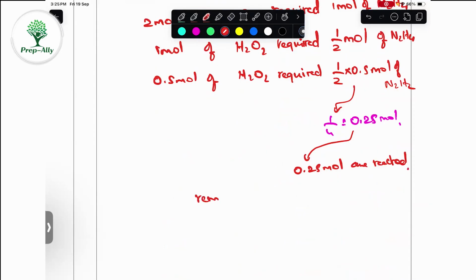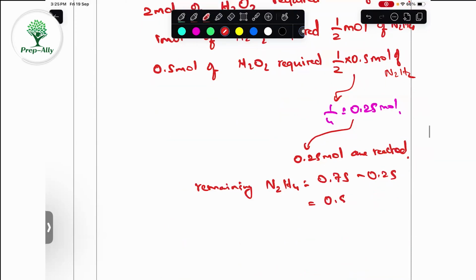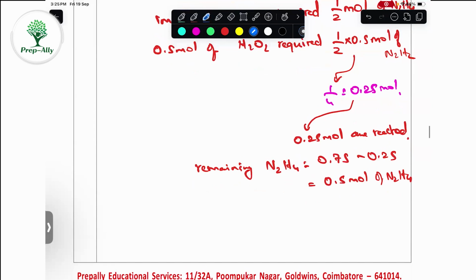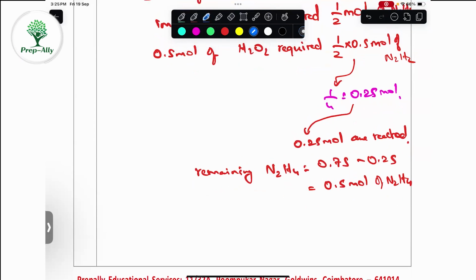So now I can say 0.25 mole are reacted. So remaining N2H4, initially it was 0.75, now 0.25 are reacted. So finally you have 0.5 moles of N2H4 remains in the solution, and there is no H2O2 to react. All the H2O2 is consumed.